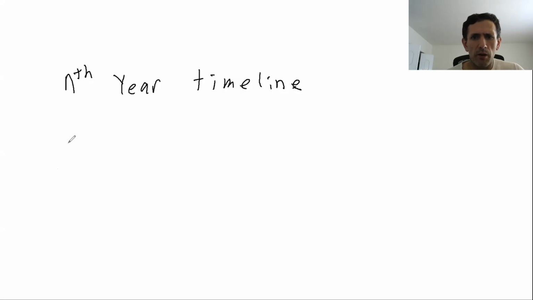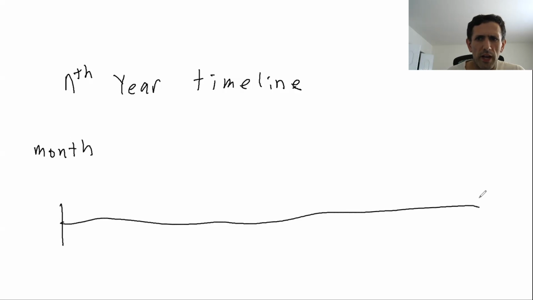Okay, so let's just write down the months all the way to 12. Obviously 12 months in a year, so 0, 1, 2, make sure I can fit this, 11. Okay, so yeah, this is just a plain vanilla annuity.